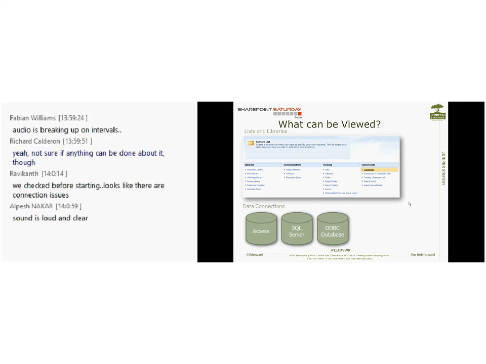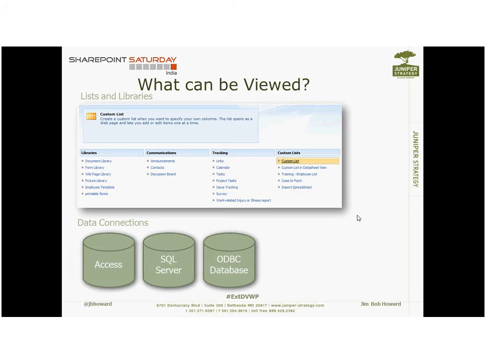You can also pull in any data that can come from an ODBC connection. So you can pull stuff directly from Access. You can pull stuff from a SQL Server database, any ODBC database, as long as you have it set up with the right connection string. You can not only read the data, but you can also write back to that data directly.